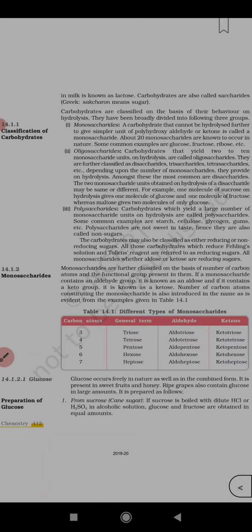Glucose occurs freely in nature as well as in combined form. It is present in sweet fruits and honey. So this is important: glucose occurs freely in nature as well as in combined form.